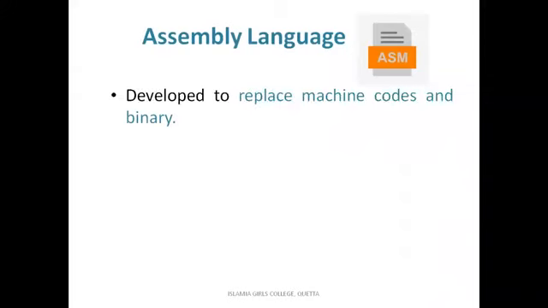The first point is that assembly language was developed to replace machine codes and binary. If you remember from the previous lecture, in machine language we were using ones and zeros, and it was very difficult to memorize and program with ones and zeros. Therefore, assembly language was developed to replace those machine codes.